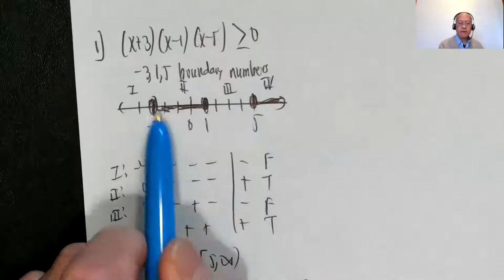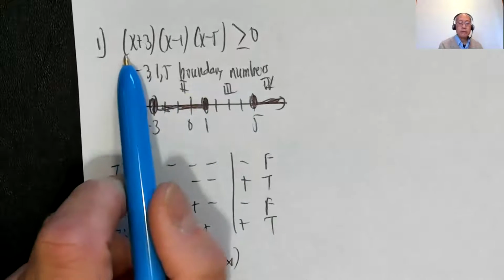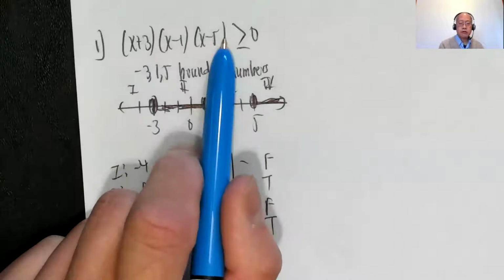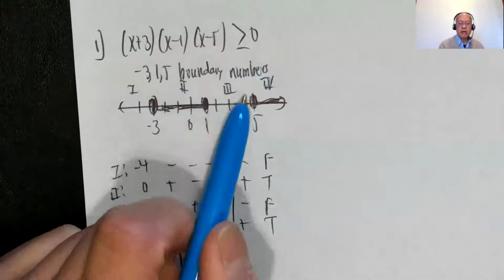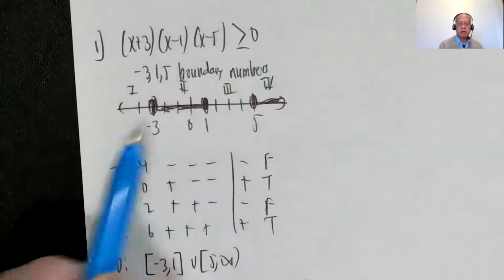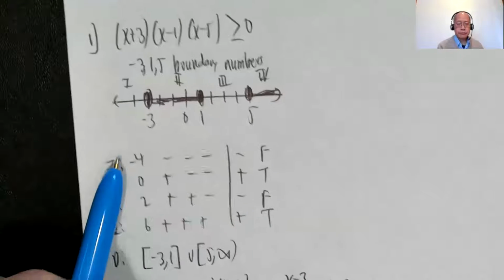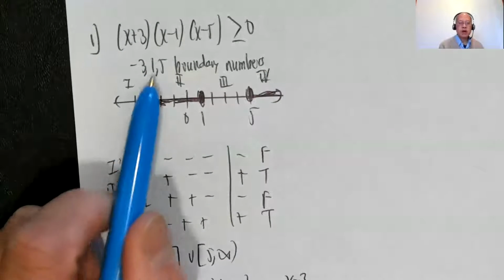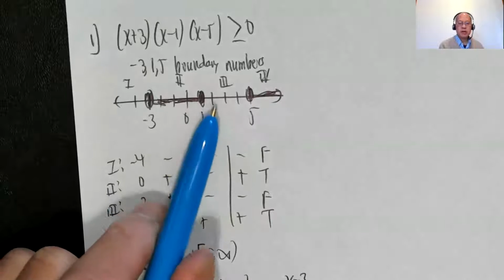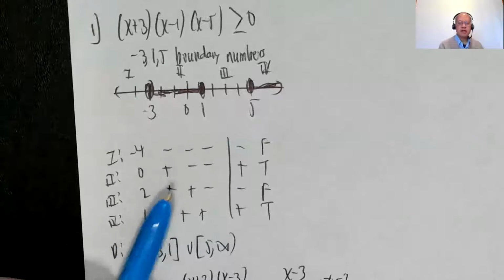-3, 1, and 5. They're all closed circles because when I plug in -3, I get 0 is greater than or equal to 0. If I plug in 1, I get 0 is greater than or equal to 0. And if I plug in 5, I get 0 is greater than or equal to 0. And do my sign chart. Region 1, 2, 3, and 4. Region 1, -4. Region 2, 0. Region 3, 2. Region 4, 6.